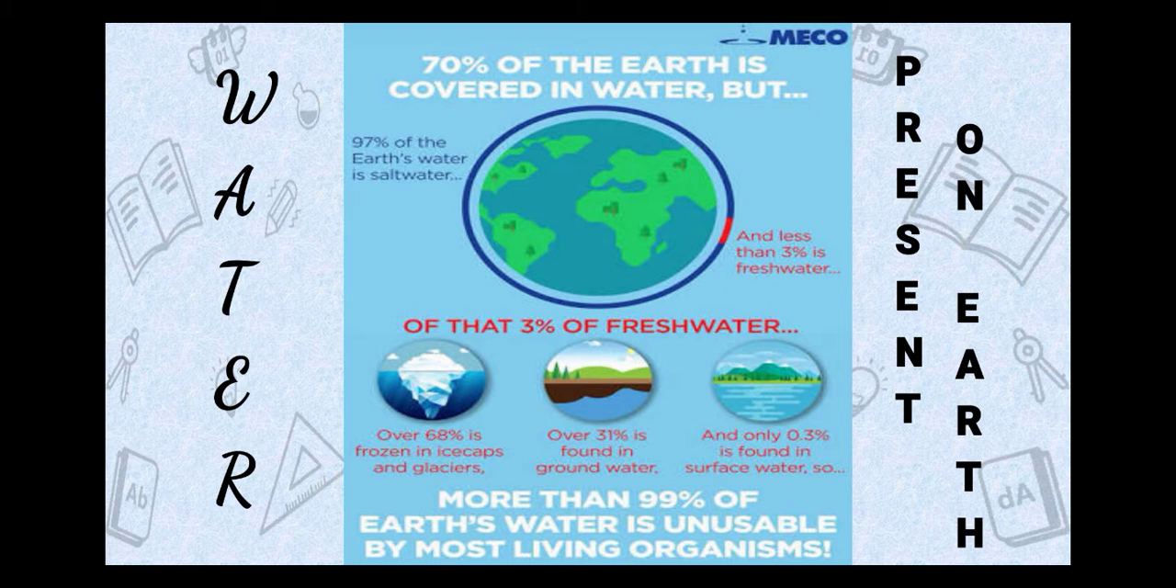Over 68% is frozen in ice caps and glaciers. Over 31% is found in groundwater, and only 0.3% is found on surface. So more than 99% of Earth's water is unusable by most living organisms. Now, do you understand how important it is to save water?